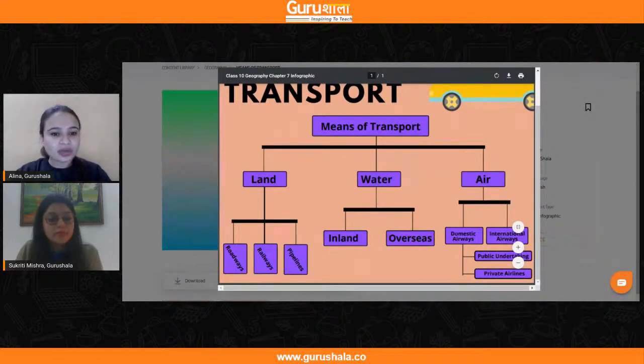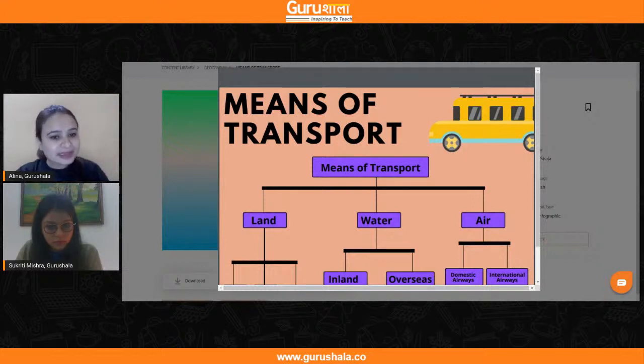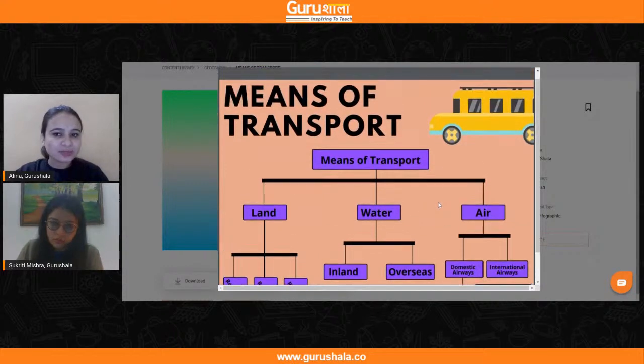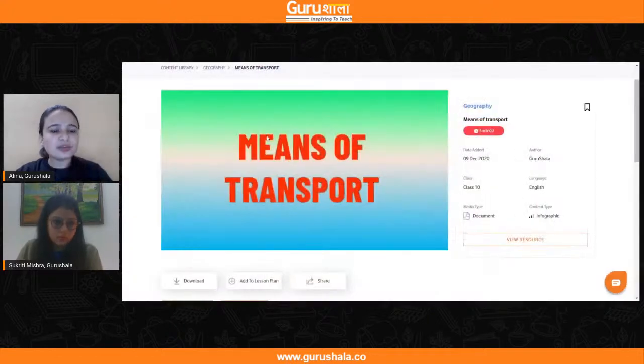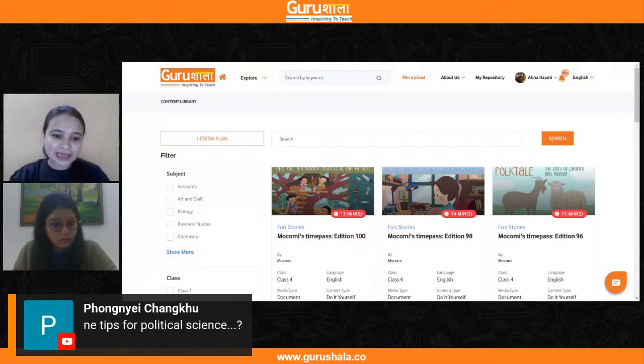So if you can see on our screen, an infographic is basically an image with the help of which you can convey complex information in a simple manner. So this is about the different means of transport, which has been explained through a simple diagram. So likewise, you can use the content library for your needs. You can use the content library for different subjects. And coming back to these questions, there are content resources available for Hindi subject as well, Ram Shankar Pandey sir, and on political science as well.